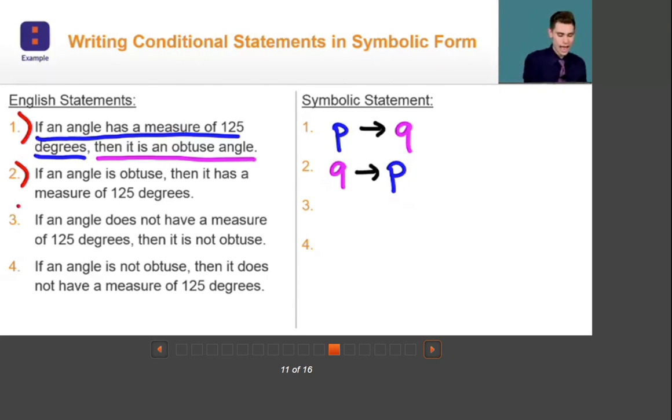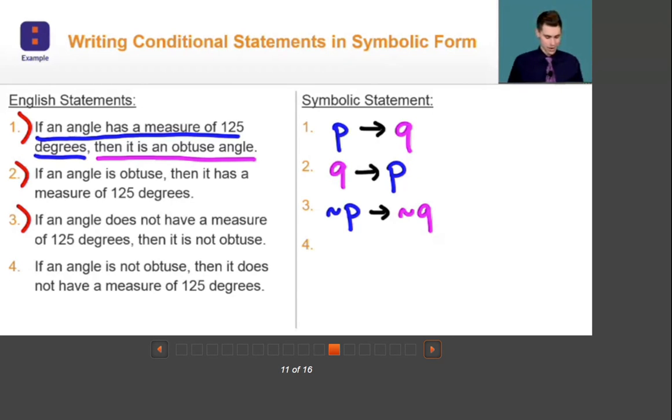Now let's take a look at the inverse. If an angle does not have a measure of 125 degrees, then it is not obtuse. Now notice that the order of the hypothesis and conclusion is the same as in the conditional statement. So what we'll do is we'll use this tilde symbol here to represent the inverse. So this is going to read, if not P, then not Q.